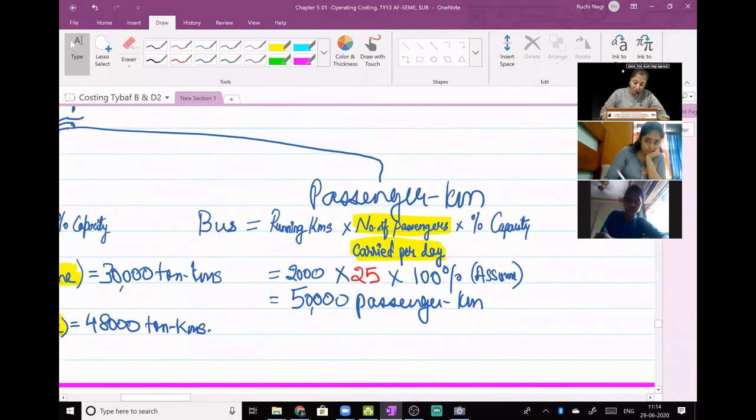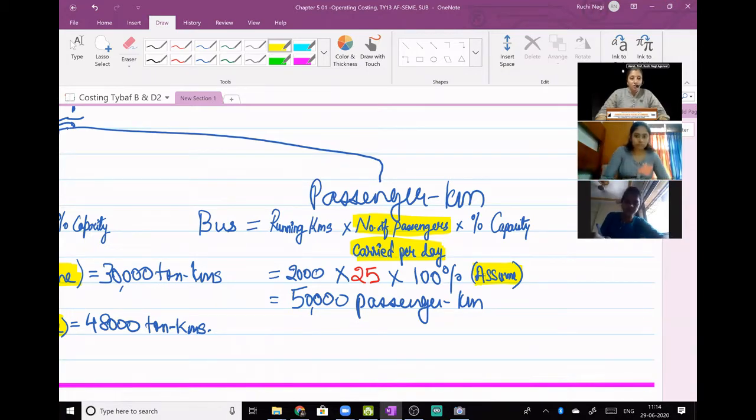Then calculate passenger kilometers. 2,000 running kilometers given, 25 passengers and 100%. Obviously, as I said, in the absence of information, assume the bus is fully occupied. Until something is said about occupancy, assume it to be always 100%. So my answer is 50,000 passenger kilometers. So 30,000 ton kilometers, 48,000 ton kilometers, and 50,000 passenger kilometers.